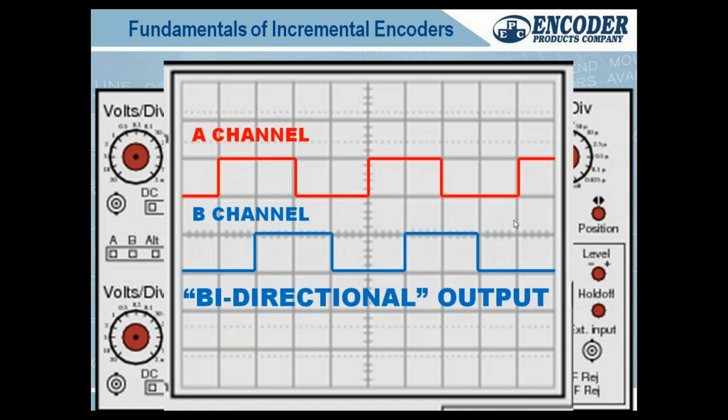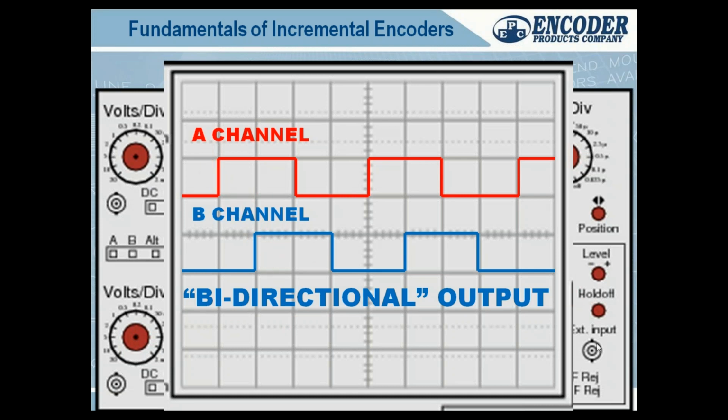So if I had 1,000 lines on the disk, I had 1,000 of these A pulses. I also now have 1,000 of these B pulses coming from another sensor that's offset. As you can see, the A channel is going high before the B channel goes high. The reason for that is to get direction. This is called bidirectional output. So now we've got 4 wires: voltage, common, A and B. 1,000 pulses on A, 1,000 pulses on B, but B is offset from A.